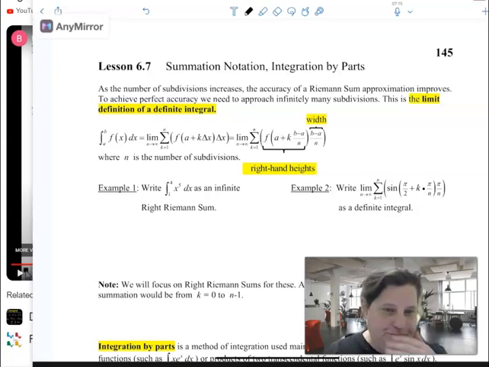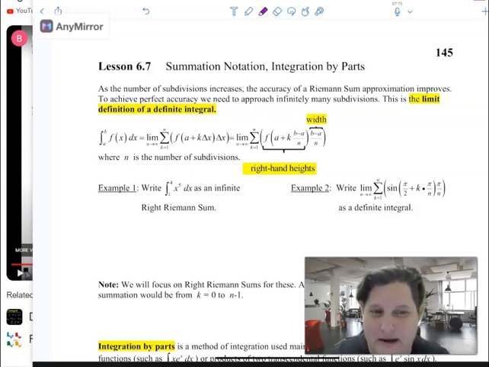All right, you guys. So today we're going to talk about a couple more things. We're talking about summation notation, integration by parts. Now, summation notation is tricky. It's one of these things that, once you get the hang of it, you can recognize it. So it's a little bit tricky to understand.